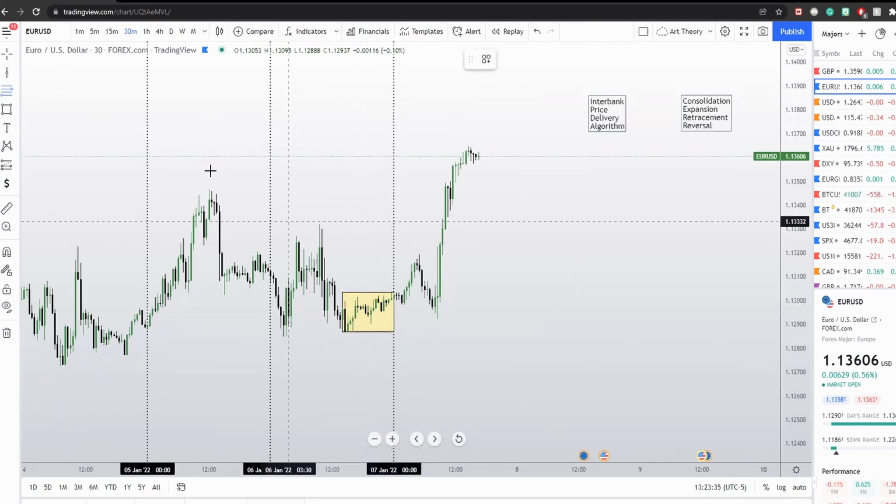From consolidation, price is going to want to expand out of that. It's always going to be consolidation to expansion. It's never going to be anything else. It's going to expand in a direction. It expands in this direction here, and this is the proper direction it wants to do.